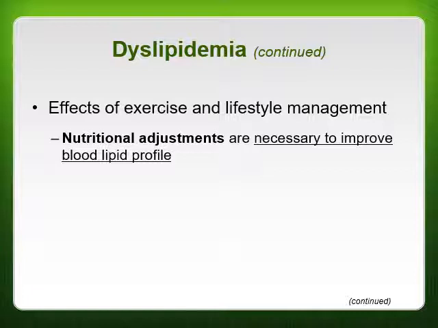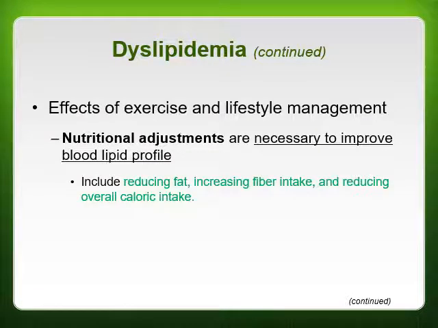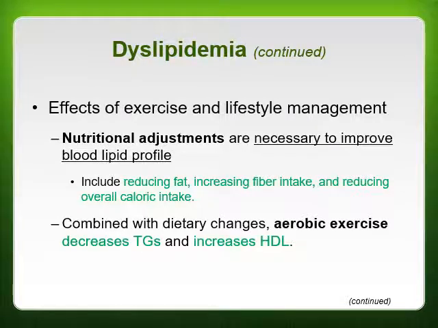I'll tell you this. You have to adjust your nutrition in order to improve this profile in the first place. That means less fat intake, more fiber, and reduce your total calories. When you've done all that, if you combine that with aerobic exercise, that will help to decrease your triglycerides and increase your HDL. So we're going to decrease something that's going to possibly put more stuff down and clog up those arteries, and we're going to increase the HDL, which will pick it up and take it to the liver where it can be utilized properly. That's what we do want.